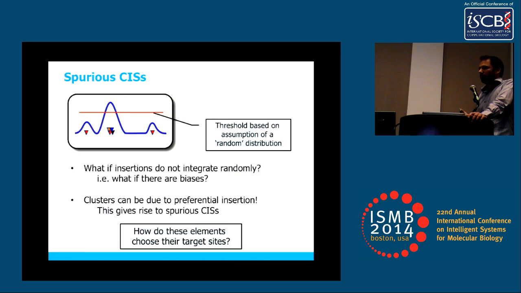So what we asked was, how do these elements choose their target site in the genome? To really get a grip on this integration bias.